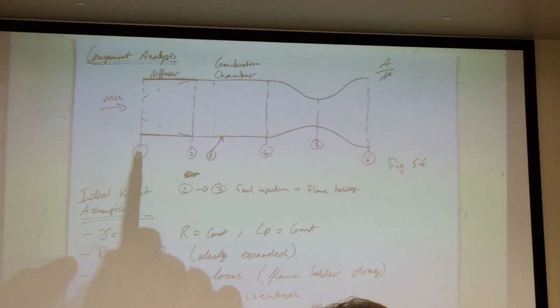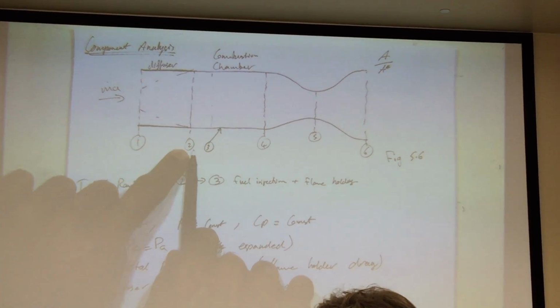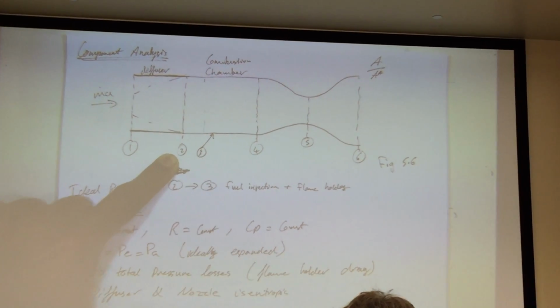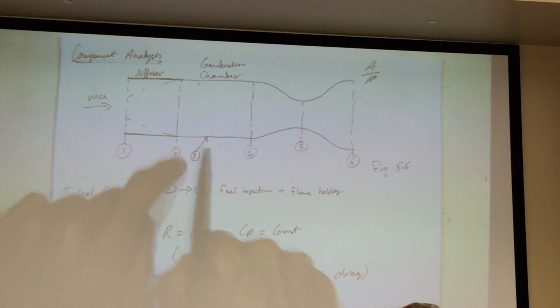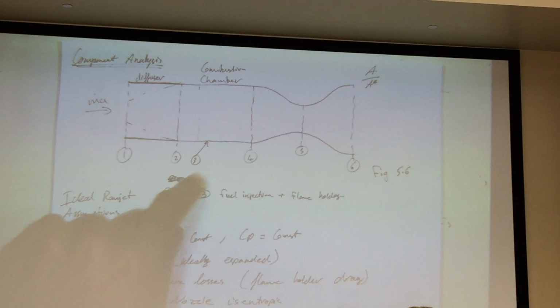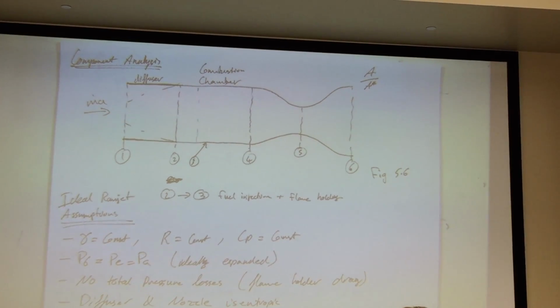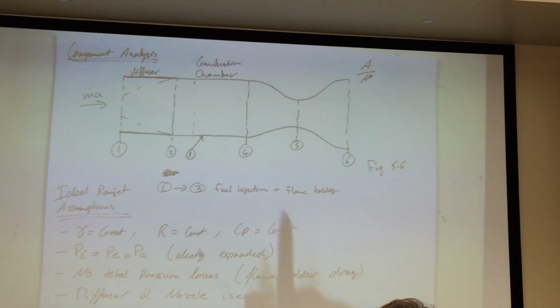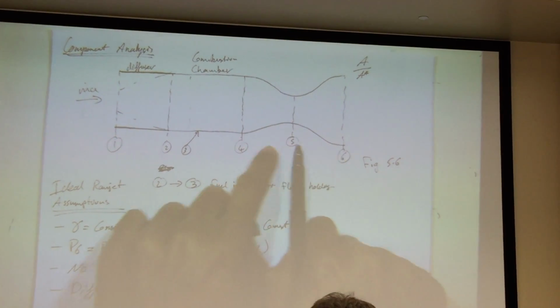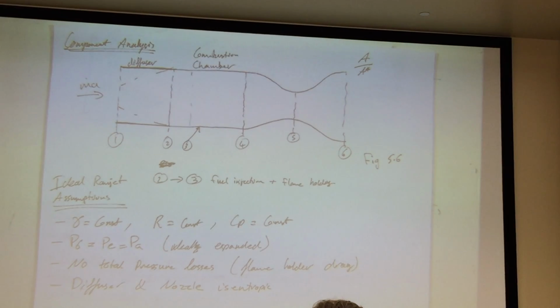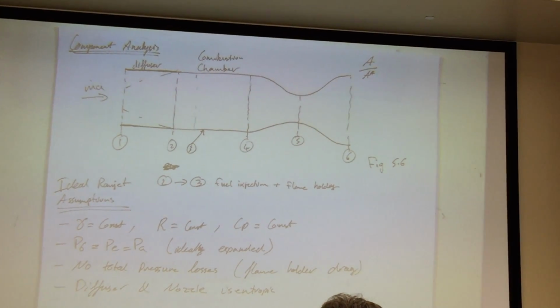One is the inlet of the engine. 2 is downstream of the diffuser. Between 2 and 3, that's where I have my fuel injection and my flame holding. 3 to 4 is really my heat addition through combustion. That's where I'm actually doing the combustion side of things. Then 4 to 5 is the choking point, and then 5 to 6 is your supersonic gas expansion that you can have.